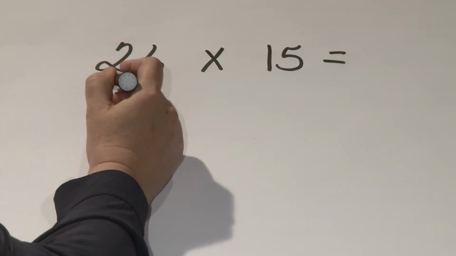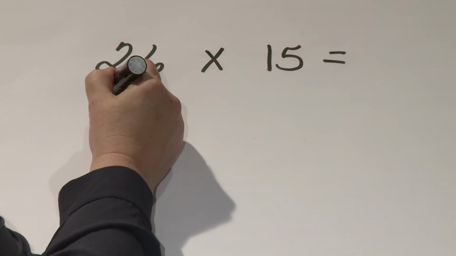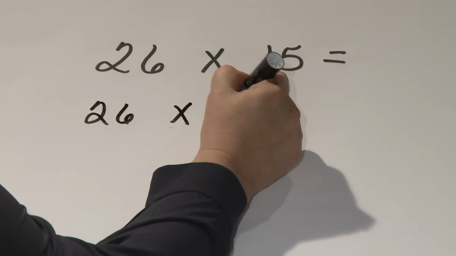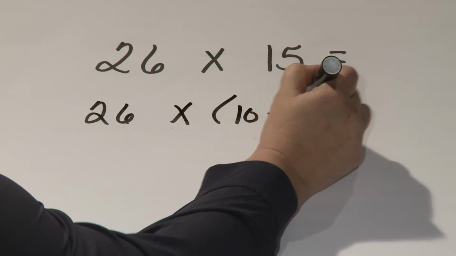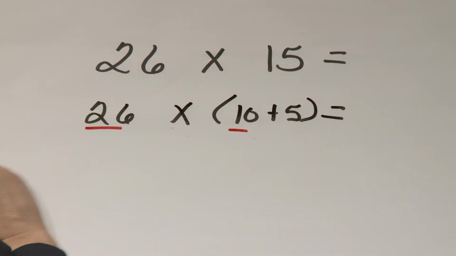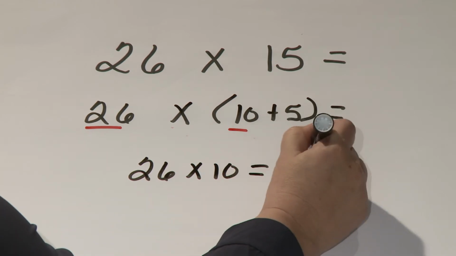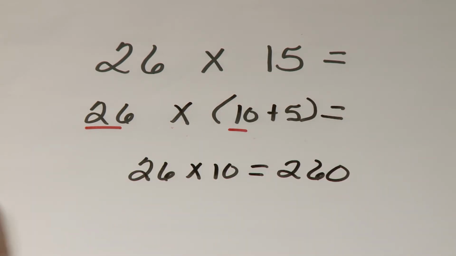As our students become more comfortable with multiplication and their understanding, they may find that only breaking apart one factor is more efficient. Let's take a look at 26 times 15. In 26 times 15, we're only going to break apart one of the factors. This time we're going to multiply 26 times 10. And now we're going to multiply 26 times 5.